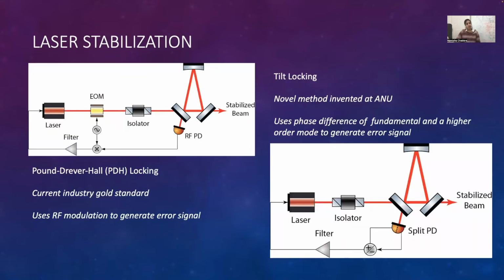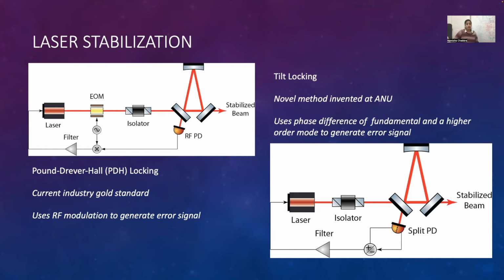So laser stabilization techniques typically involve locking a laser to an ultra-stable frequency reference, such as an optical cavity, and then generating an error signal which can be filtered and fed back to a control loop. The current industry gold standard for laser locking is the Pound-Drever-Hall or PDH method, which involves using radio frequency phase modulation to generate an error signal.